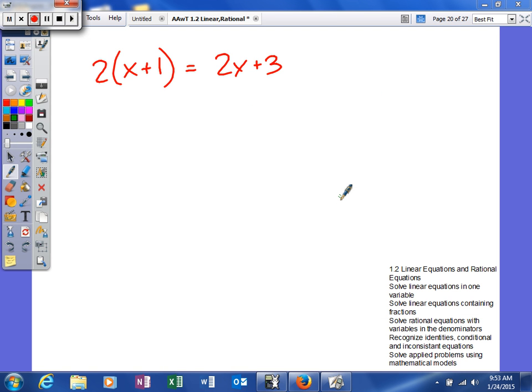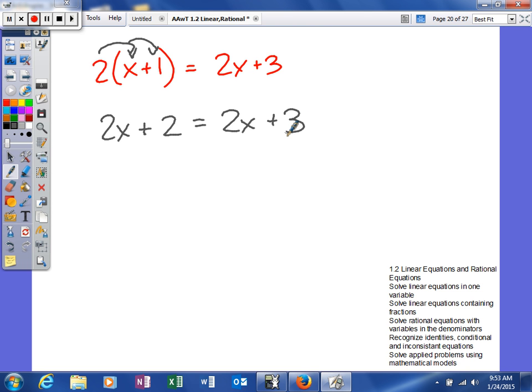Next thing we're going to talk about is basically recognizing identities, conditional, and inconsistent equations. So sometimes we have an equation and we go through the process of solving this. As you can see, I've got multiple variables. They're on different sides of my equation. Before I can start moving stuff, I'm going to go ahead and distribute. So I'll multiply the coefficient by each term inside my parentheses.